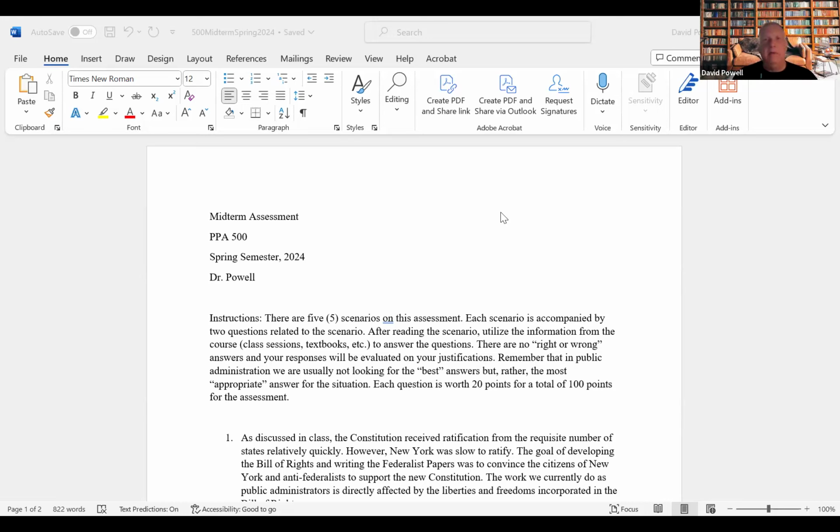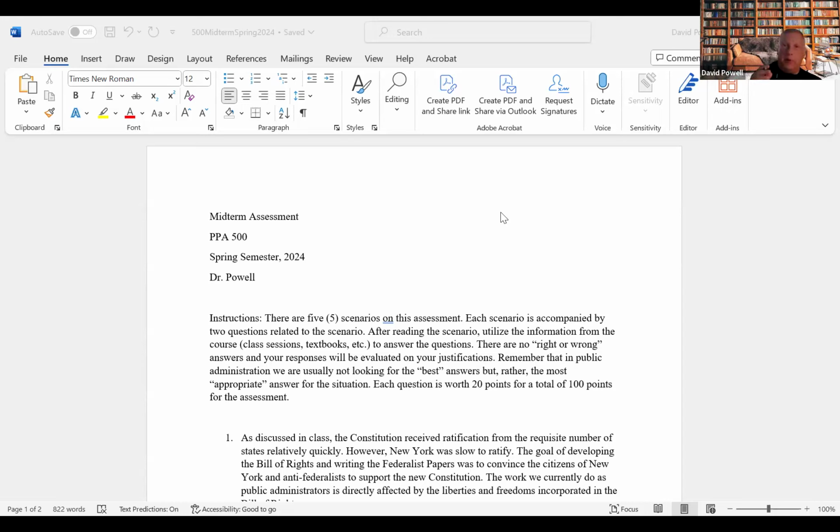It's something that I write myself, and I try to keep them as concise as possible, giving you the information you need in order to answer the questions without, again, giving too much information, forcing you to get bogged down in a lot of superfluous information. But just to recap, as we talked about before, the midterm assessment consists of 5 different scenarios, and there are 2 questions related to each one of those scenarios.